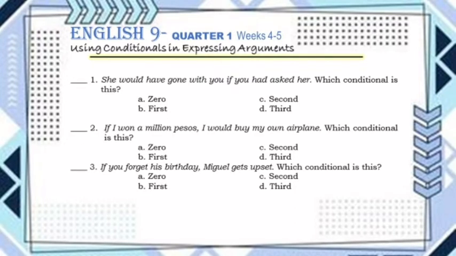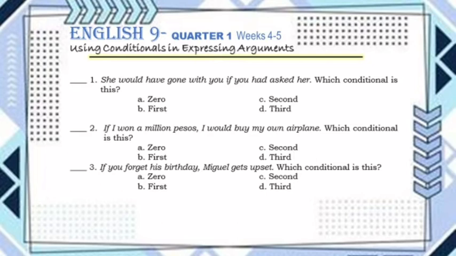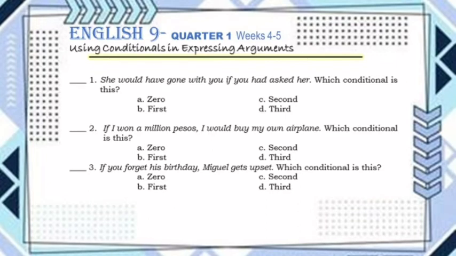Number 2. If I won ₱1,000,000, I would buy my own airplane. Which conditional is this? A. 0, B. First, C. Second, D. Third. Number 3. If you forget his birthday, Miguel gets upset. Which conditional is this? A. 0, B. First, C. Second, D.